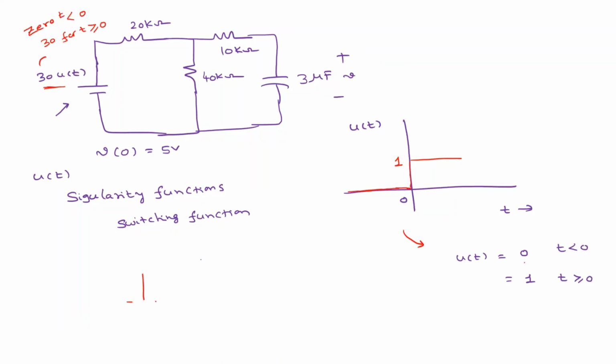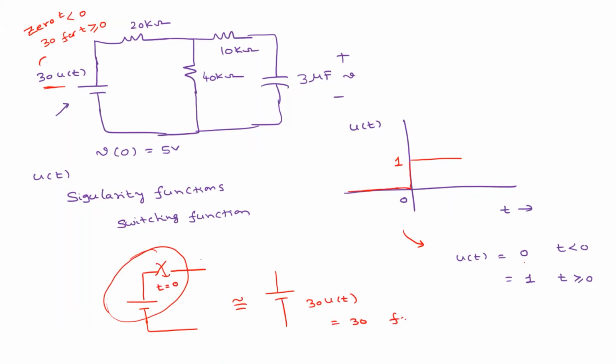So instead of representing a switch here, for example, we have a switch here, this entire thing can be represented like this: 30 into U of t, if you assume that the switch is closed at t equal to 0. So its value equals 30 for t greater than or equal to 0, and it is 0 for t less than 0. This is how we represent switches or switching functions using singularity functions. You might have studied them in a mathematics course, or you'll study them maybe in the next semester or this semester only. So this is a general thing.